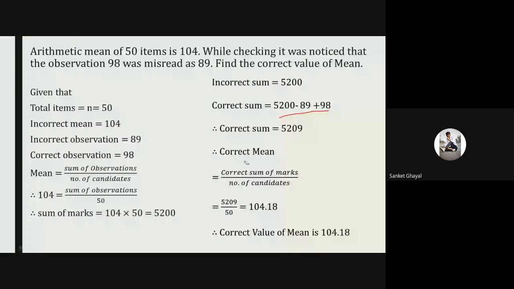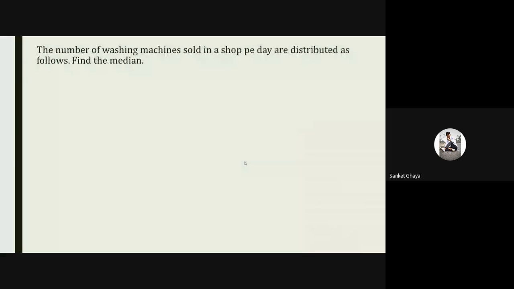Set value of median 104 point. If you're tired with the lecture, then let me know.